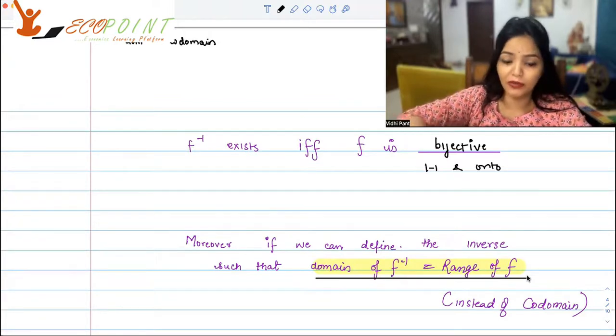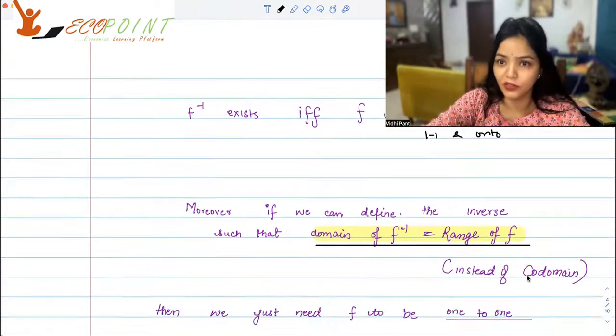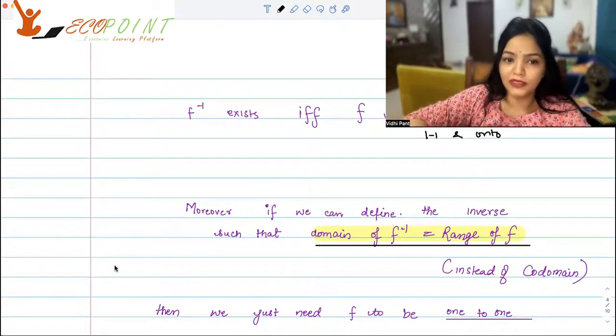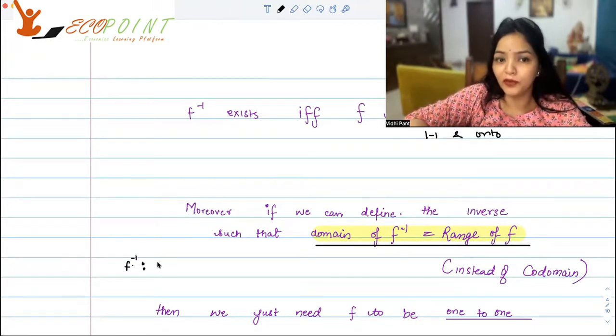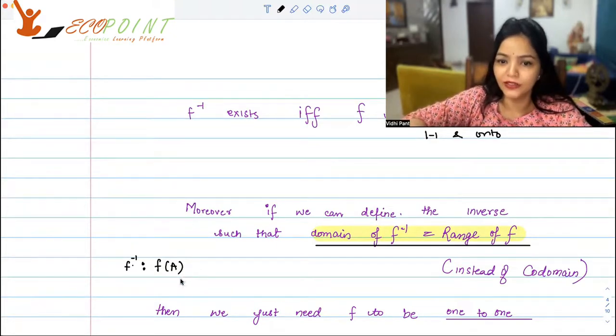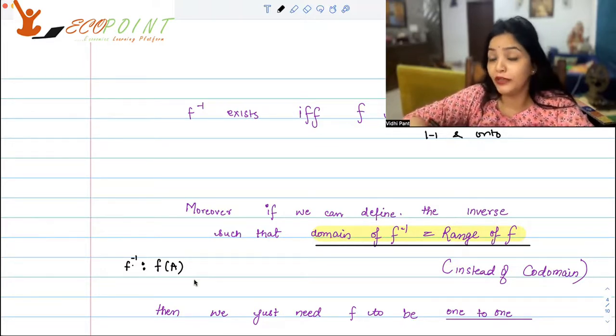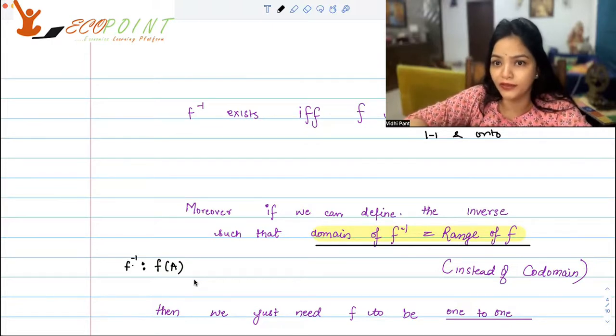Okay, please remember this. This is a very important fact actually. What you need to understand is that we are talking about the domain for F inverse to be the range of F. Range of F is F of capital A, that is, the set A that tells you the range. So in that scenario, you would just require the function to be one-to-one. You can't get rid of one-to-one.